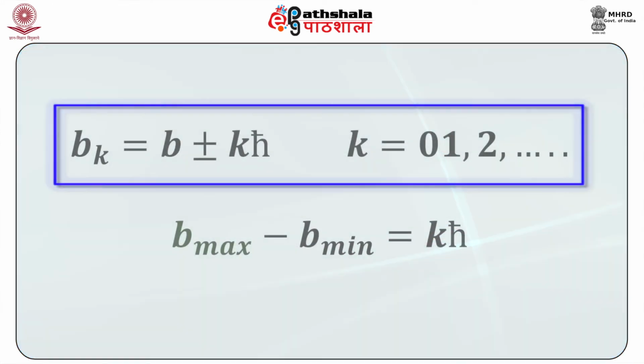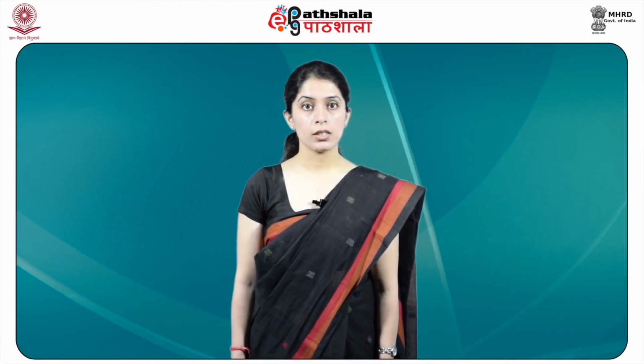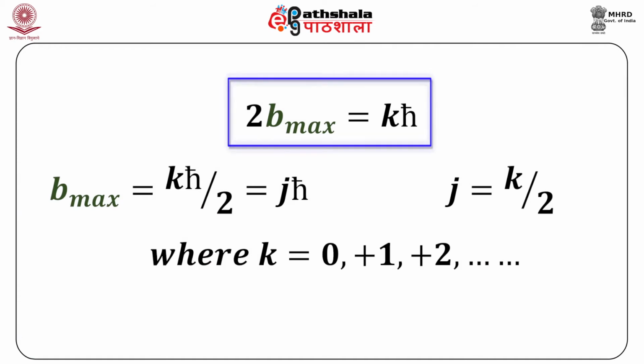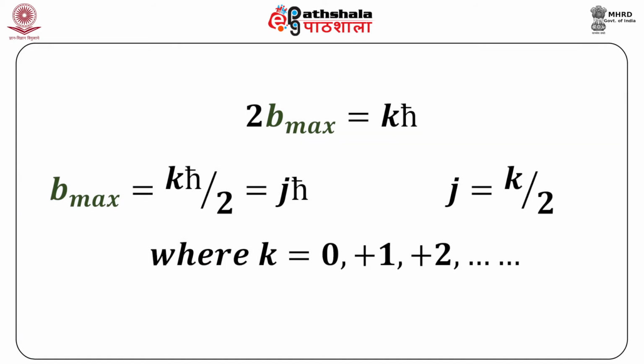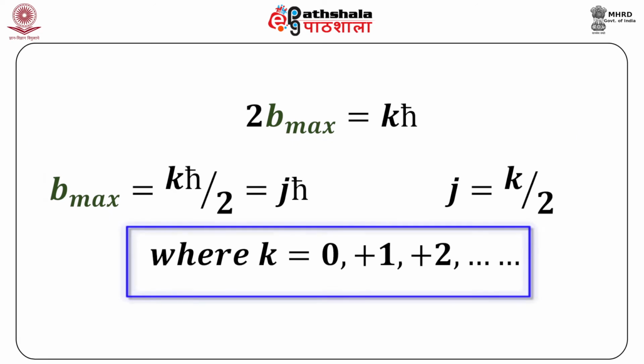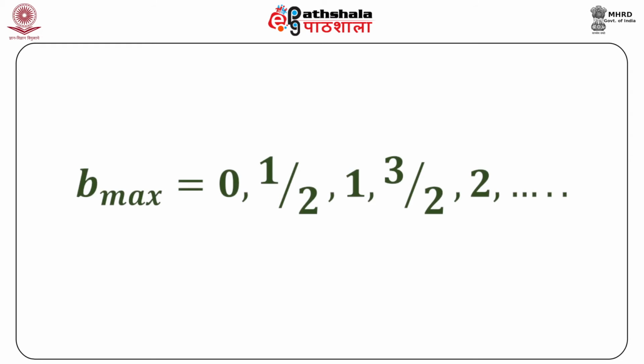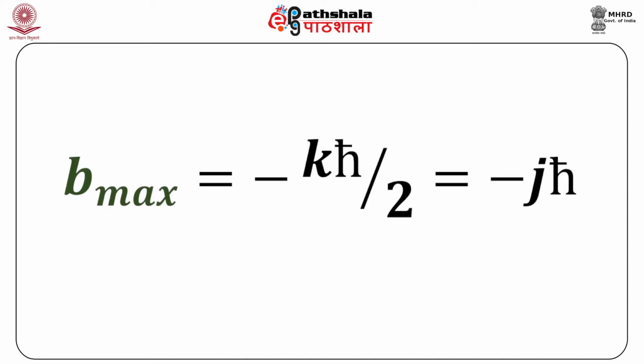With this, the eigenvalues of angular momentum component Lz become Bk equals plus or minus Kh, where K is equal to 0, 1, 2 and so on. B max minus B min equals K h cross. Now substituting this expression, we get the equation 2B max equals K h cross, which on further simplification gives the value of B max as K h cross by 2, which becomes equal to J h cross, where J is taken as K by 2 and K can take up values 0, 1, 2 and so on. So B max can have values 0, 1 by 2, 1, 3 by 2, 2 and so on. And likewise B min becomes equal to minus K h cross by 2, which is equal to minus J h cross.